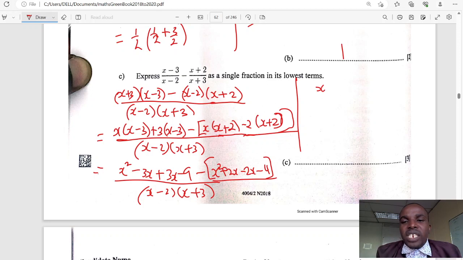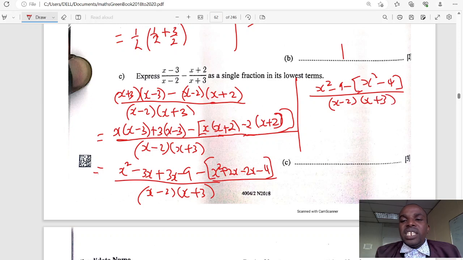It will be x squared. Then minus 3x plus 3x is 0. So it will just be minus 9. Then minus, inside the bracket, the big one, it will be x squared plus 2 minus 2 is 0. So it will be minus 4, like this, over x minus 2.